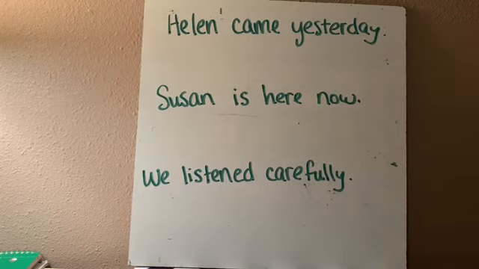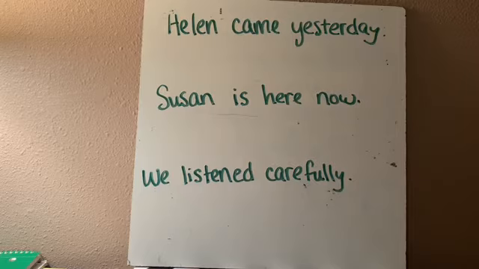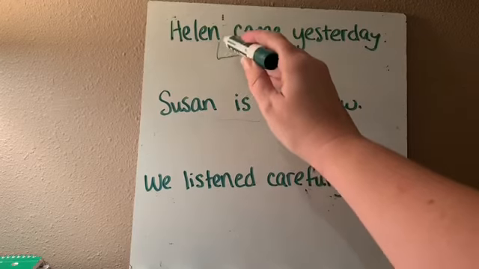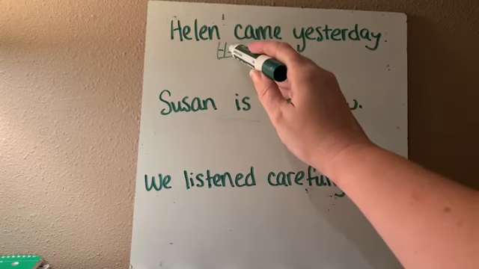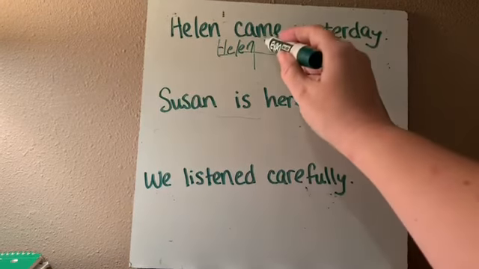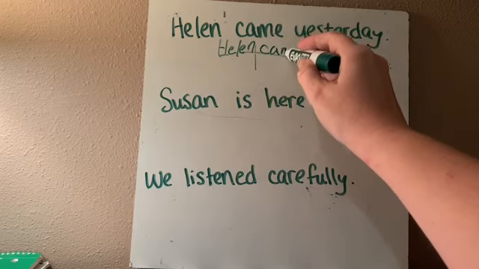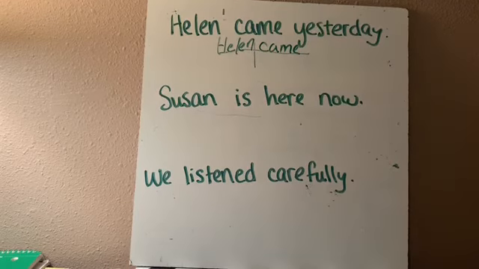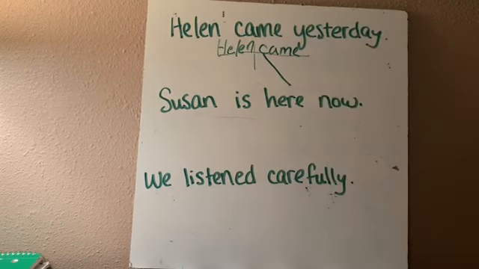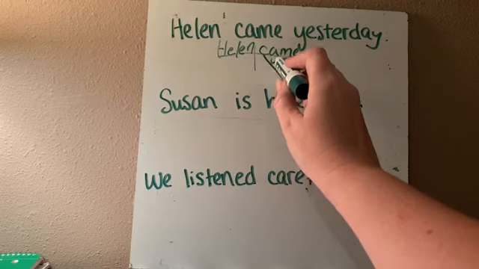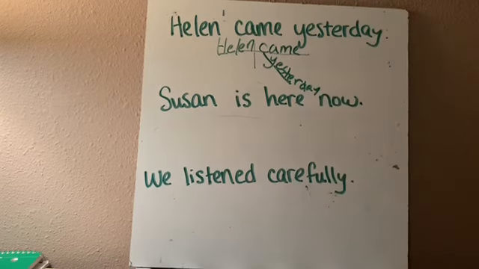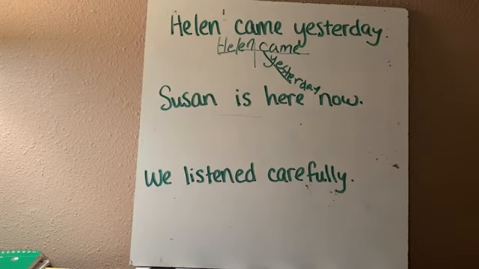Okay, so Helen came yesterday. What's my subject? Good. Helen. I am sorry. My setup is really bad. Helen. Okay. My verb. Okay. When? Yesterday. I'm going to diagram it under the verb that it modifies. Sorry. Okay. All right.